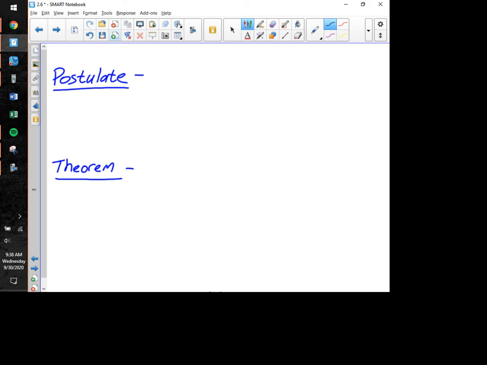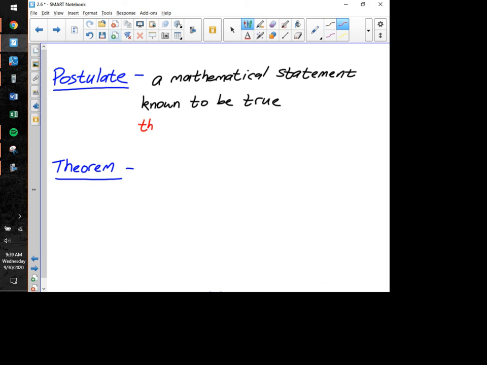So a postulate, everybody, is a mathematical statement. Okay, basically it's a rule or a law known to be true. So this is important, known to be true. But now I'm going to switch to red. This is important, that cannot be proven.